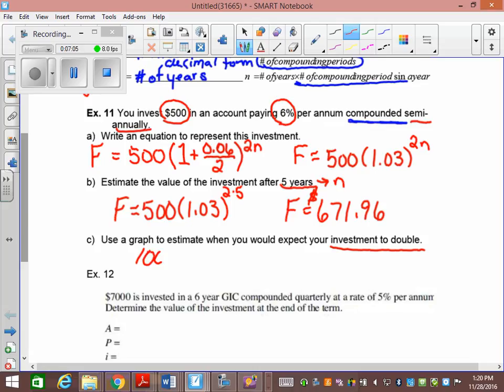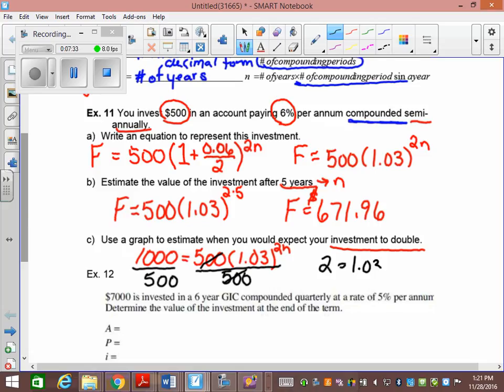So I go 1,000 equals 500 times 1.03 to the 2n. Don't put 5 back in. 5 is when you found for 5 years. We're trying to find n. So the first thing I told you guys to do always is divide the I over, so you don't have to make your window so crazy. So now I have 2 equals 1.03 to the 2n.